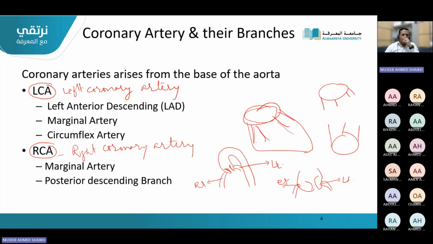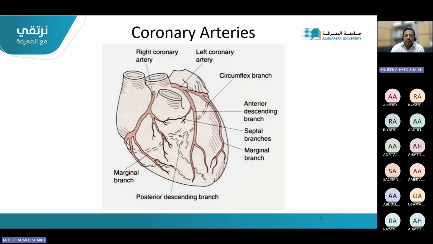What are the branches of the left coronary artery? As soon as it comes out, it gives rise to three branches: the left anterior descending artery, known as LAD, the marginal artery, and the circumflex artery. Circumflex means the one which will make a round or curve. I will show you in the picture now. Similarly, the right also has a marginal artery and a posterior descending branch. This is the picture showing you.